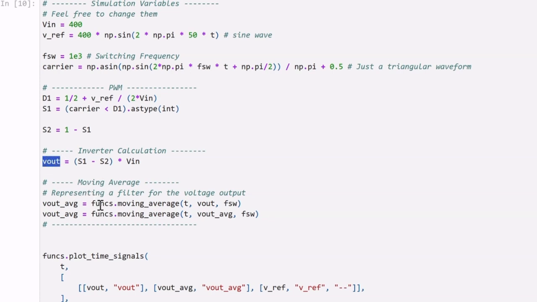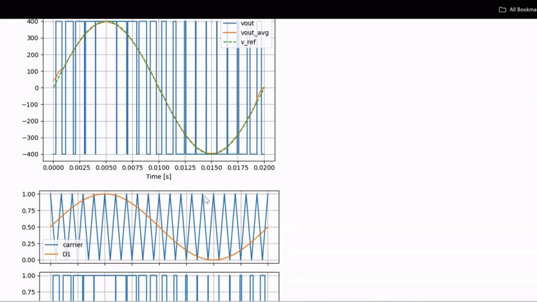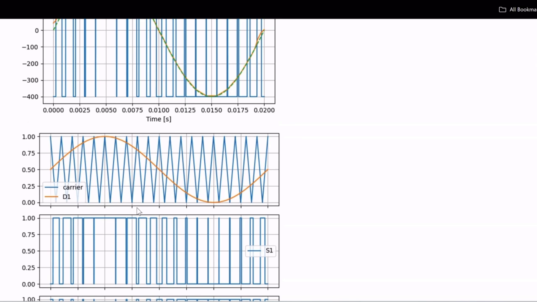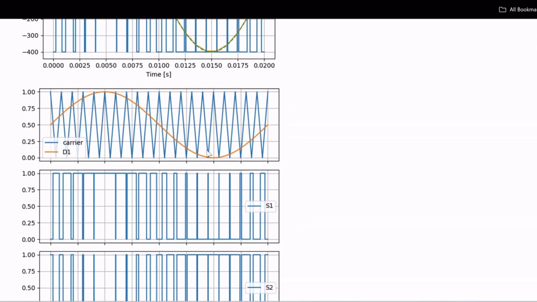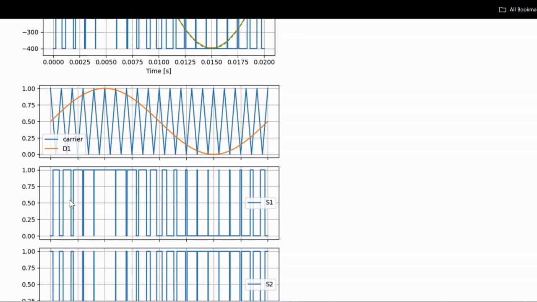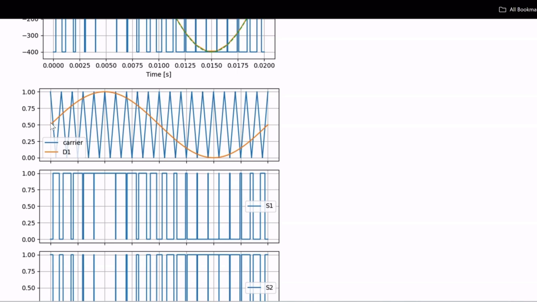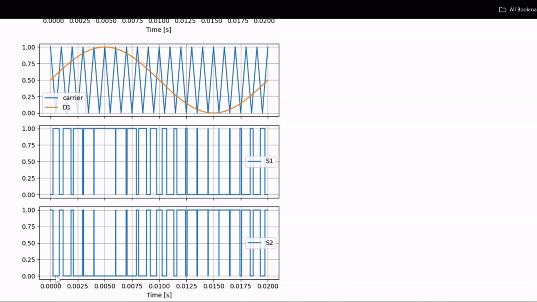And then I added a moving average to get the average of the gate signals. So you can see that the reference voltage is in green here. It's the dashed line. And then the duty cycle is the orange here. And then here is also the carrier. So if we compare the carrier with the duty cycle, you can see that we get these two gate signals. And you can see that they are opposite. So when the duty cycle is larger than the carrier, for S1 we get 1, but for S2 we get 0. And then when it's lower, it's the opposite.